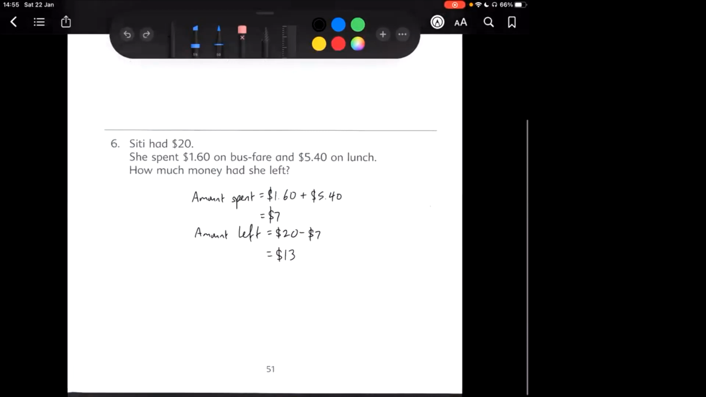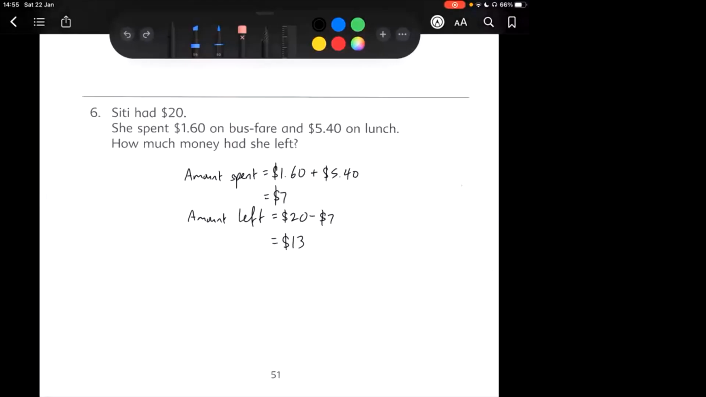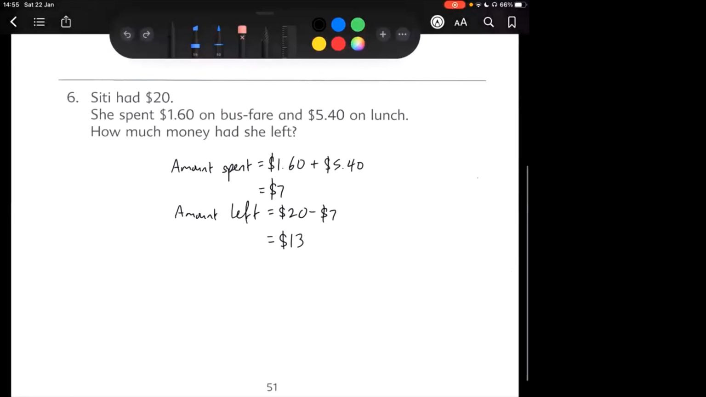$20, $1.60 on bus fare, and $5.40 on lunch. Okay, this one you could do two ways. You could find the total amount spent, which I did, which is $7 by taking the bus fare plus the lunch. And then after that, we could just take 20 minus the total amount spent, and that gives us our answer, 13. However, you could also say 20 minus 1.60.